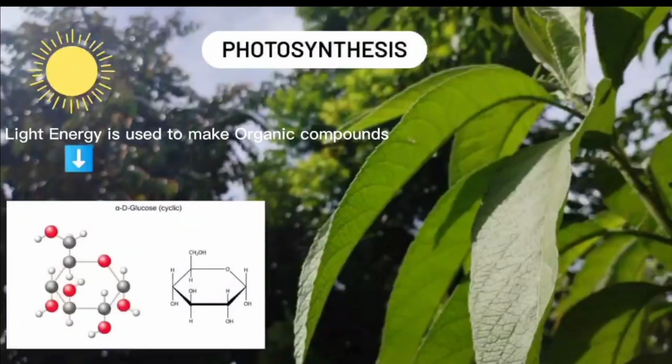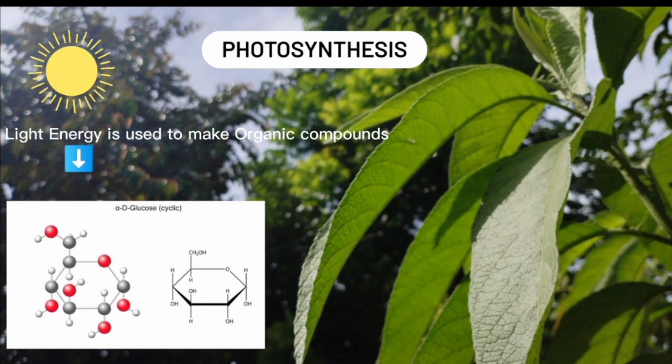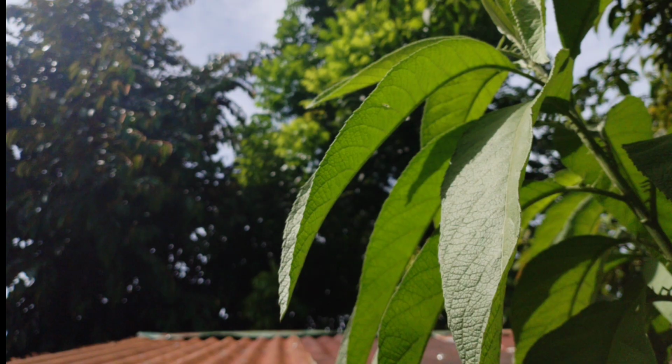Okay, let's start. We know that there are two reactions of photosynthesis. First is the light-dependent reaction. In photosynthesis, light is used to make organic compounds like sugars. This is extremely important for virtually all life on Earth because these organic compounds are what we and our food are all made of. So, how does this process work?